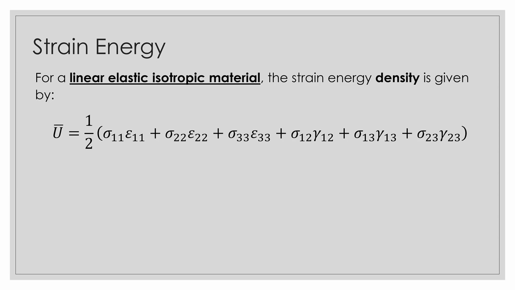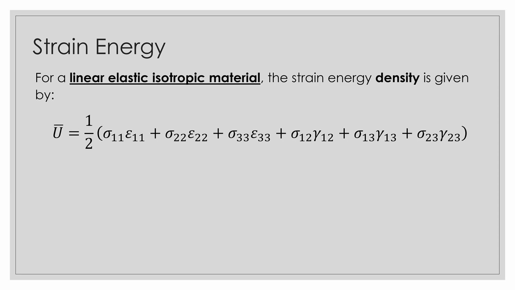Now, again, this formula is for the strain energy density. So we're going to have to keep that in mind when we move forward. However, looking at this equation, we can see it's not too bad. It's basically just all the stress terms, sigma 1,1, sigma 2,2, sigma 3,3, etc., as well as all of the strain terms, epsilon 1,1, epsilon 2,2, epsilon 3,3, etc.